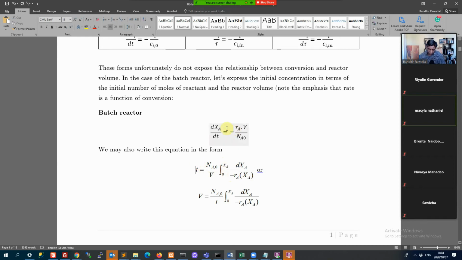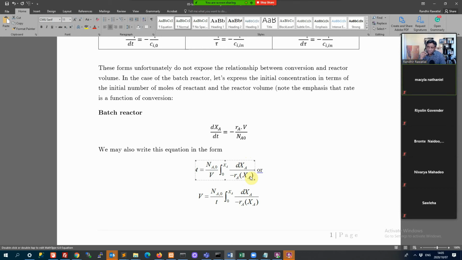If you follow the integration of your basic material balance, you'll see you basically need to integrate 1 over Ra with respect to x. Here, this is Ra as a function of xa, to emphasize that your reaction rate is a function of the conversion. And of course, that's because your conversion influences your concentration.